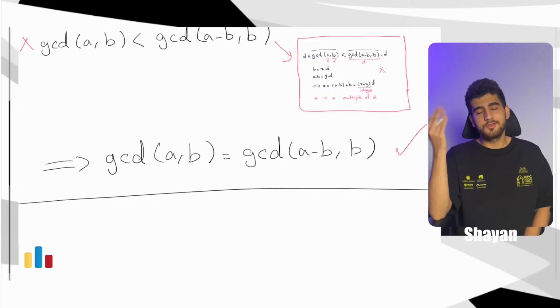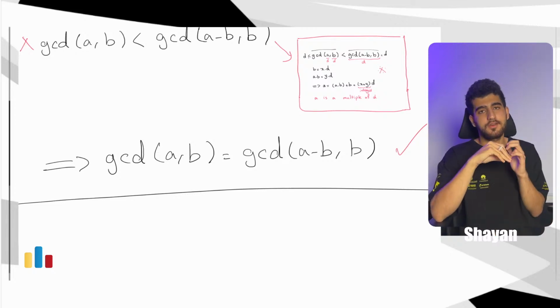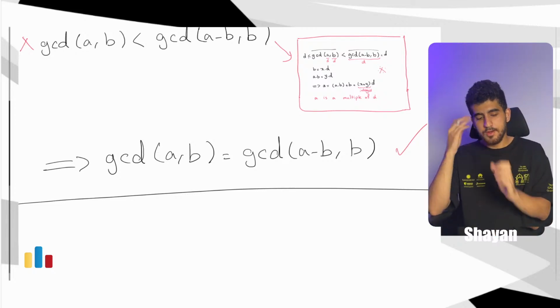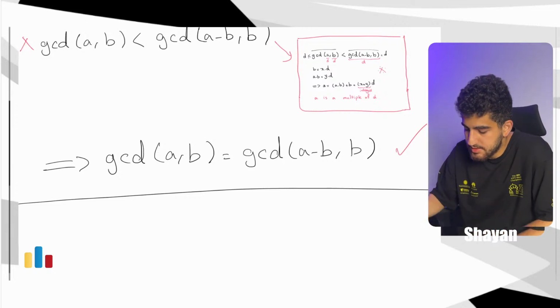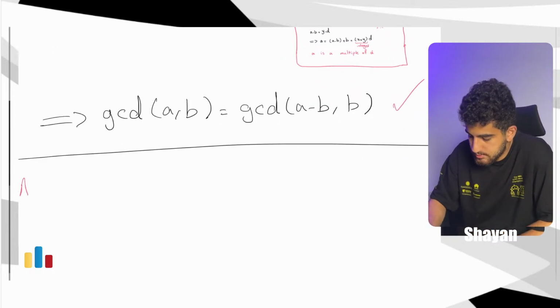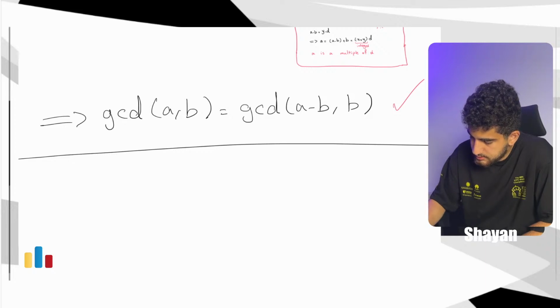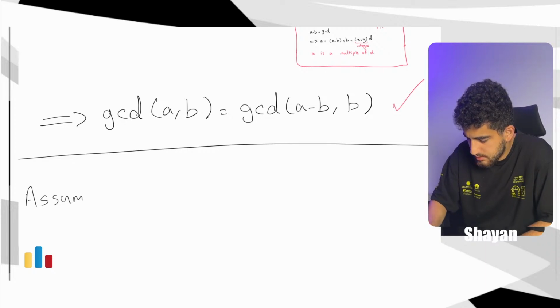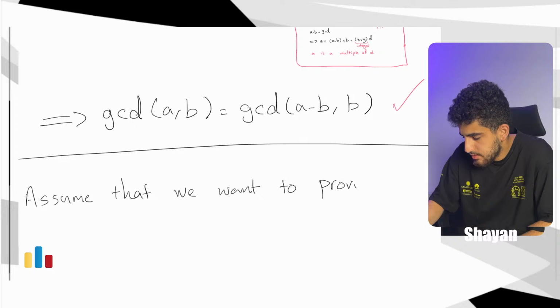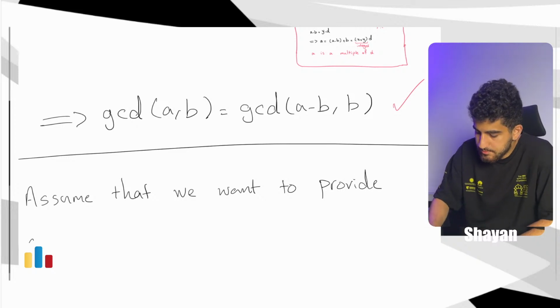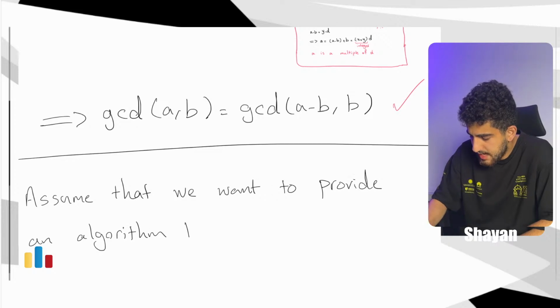Now I'm going to use it to calculate GCD. Assume that we want to calculate GCD of two numbers. In what time complexity? Assume that we want to provide an algorithm to calculate GCD of A and B.